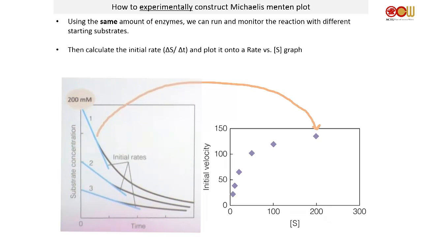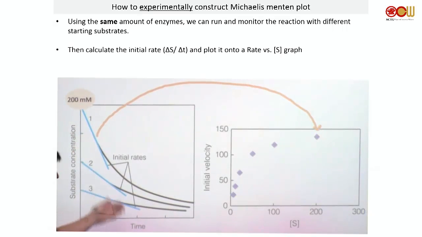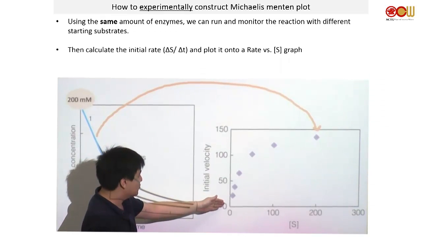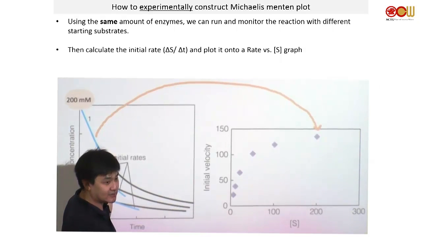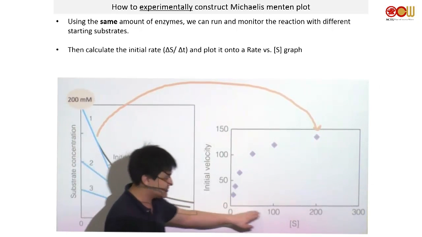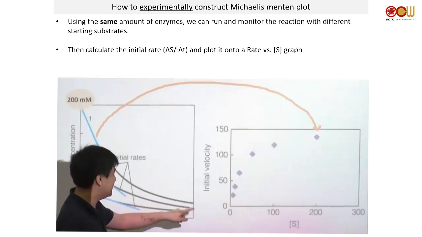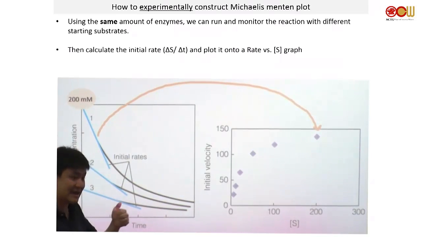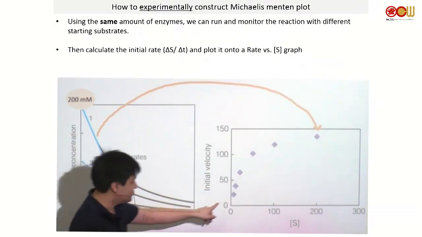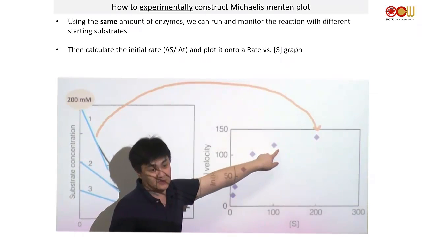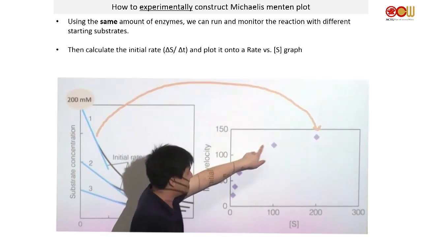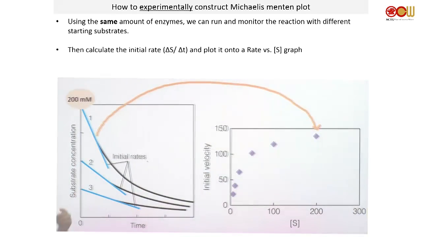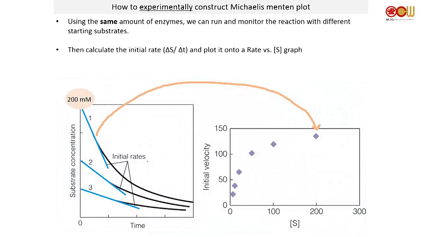Then I get the rate, and plot it over here where the velocity is the rate that I calculate from my raw data. And this is my substrate concentration, meaning the amount of substrate that I added at the beginning. Then you will see this is going to be a Michaelis-Menten curve. You see how it increases rapidly and then eventually plateaus. So this is how you would experimentally determine your Km and Kcat.